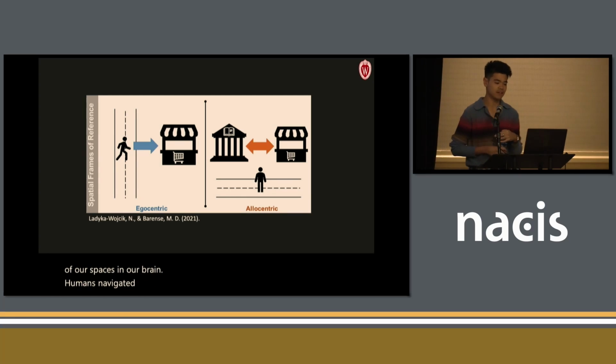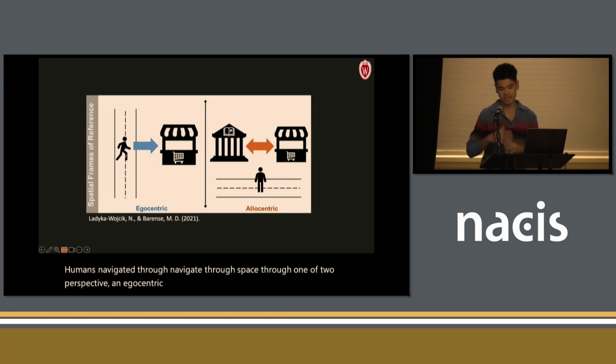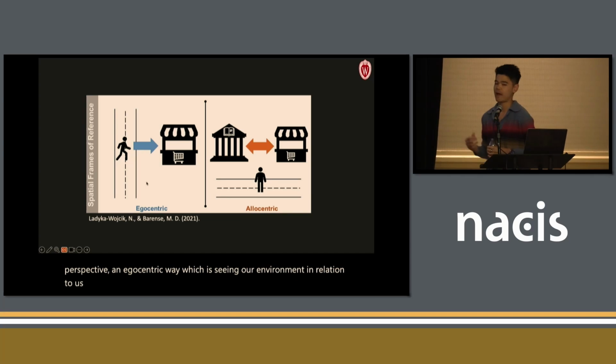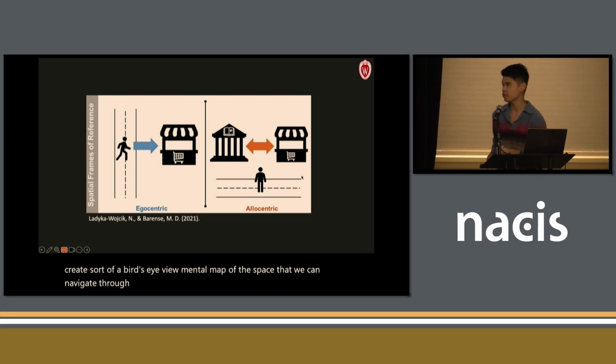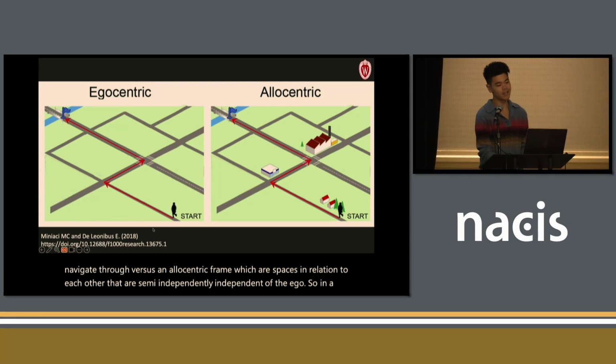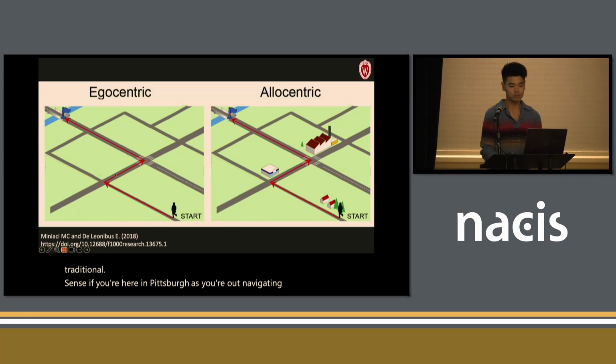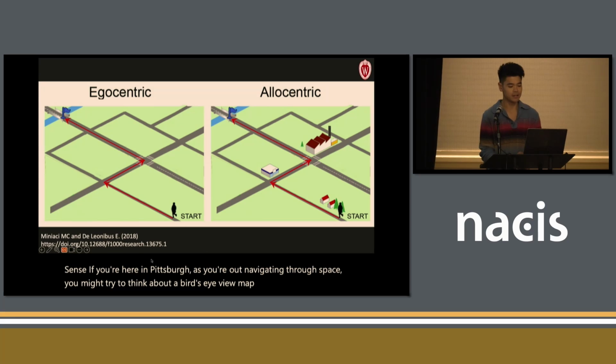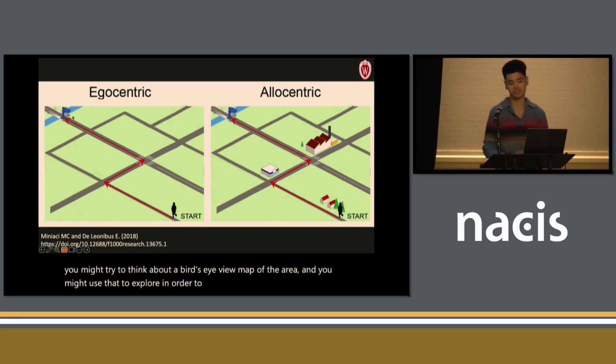Humans navigate through space through one of two perspectives. An egocentric way, which is seeing our environment in relation to us, comparing things in our surroundings to the ego, and using it to create a sort of bird's eye view mental map of the space that we can navigate through, versus an allocentric frame, which is spaces in relation to each other, independent of the ego. So in a traditional sense, if you're here in Pittsburgh, as you're out navigating through space, you might think about a bird's eye view map of the area, and you might use that to explore in order to find your destination. That's considered an egocentric navigational perspective versus an allocentric frame. Perhaps you're meeting colleagues at a coffee shop, and you know that you have to walk into a convenience store and turn right, and walk down into a factory and turn left. That is considered an allocentric frame.